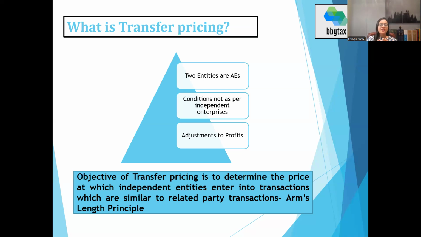Essentially, transfer pricing refers to the concept of avoiding shifting of profits from a higher tax jurisdiction to a lower tax jurisdiction within the same multinational group. To give you a practical example, suppose a group has sister concerns or subsidiaries in 2 or 3 different countries, and these countries have different corporate tax rates to which the subsidiaries will be subject.